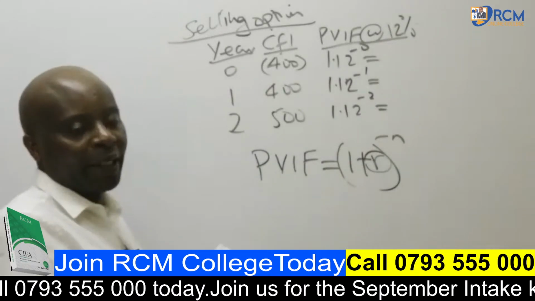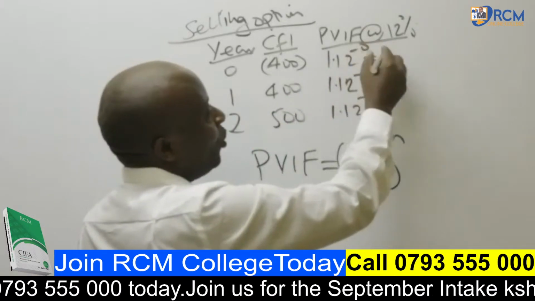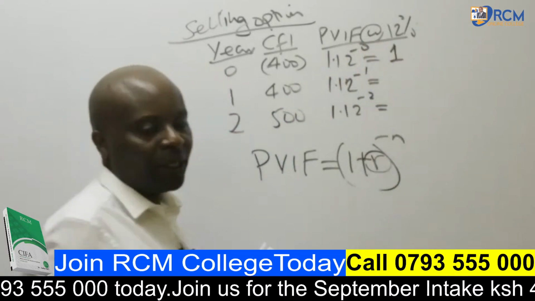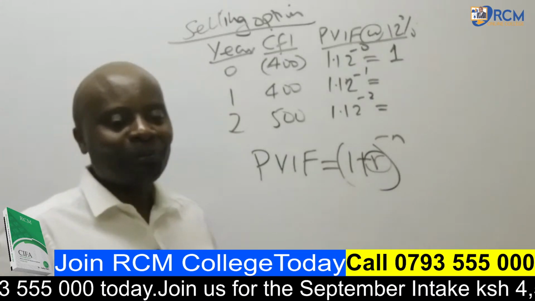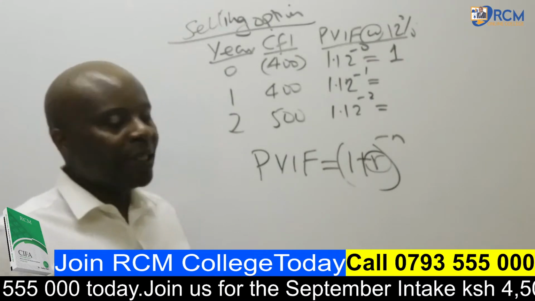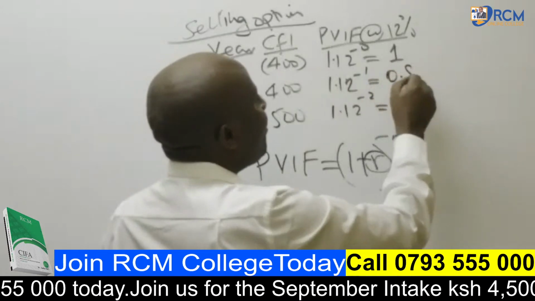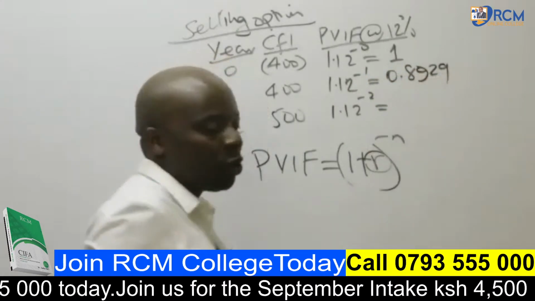So then could you kindly give me these figures? 1.12 raised to minus 0. This gives me what here, somebody? This gives me 1 positive. Right, first year is 0.829. First year is 0.829. Please ensure that you know how to raise.